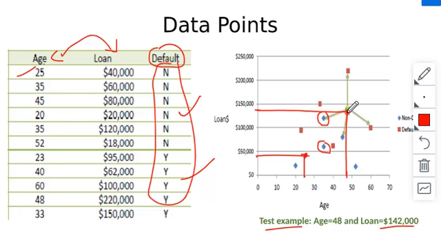Whatever I have given in green, you can see the round one, that is nothing but the test data point. All remaining points are training data points, and this green color is the test data point. Now we have to predict to which class label it belongs. When I say class label, we have N and Y. To which class label does it belong?